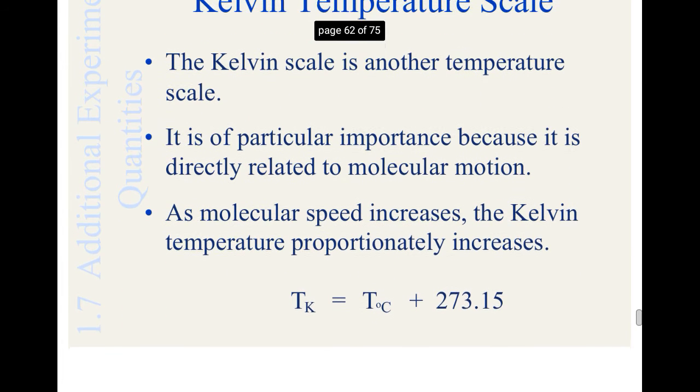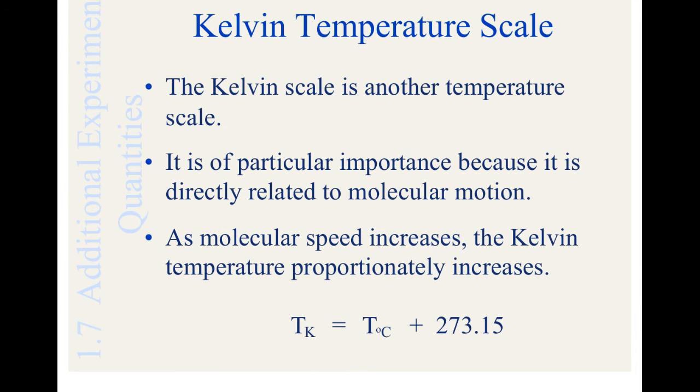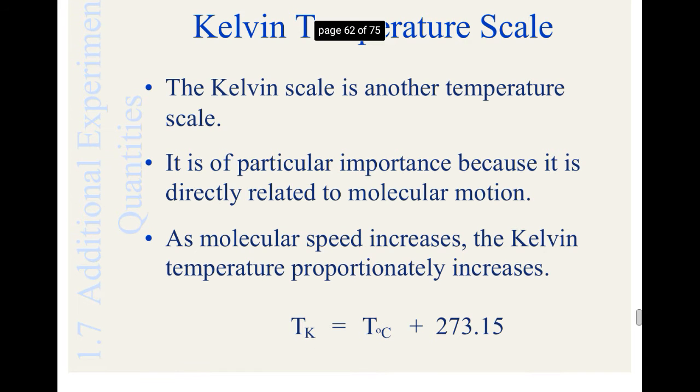So the Kelvin temperature scale, again, to convert from degrees Celsius into Kelvin, you just need to add 273. Whether you add 273 or 273.15, well, that depends really on the number of significant figures that you're starting with in your Celsius number.